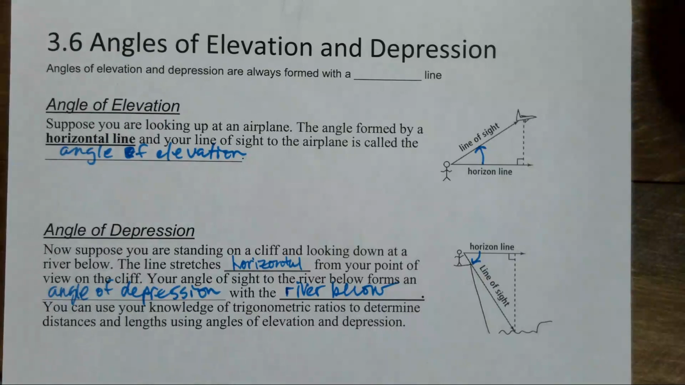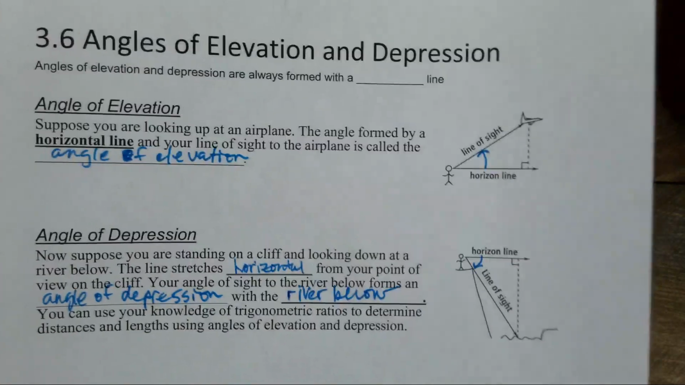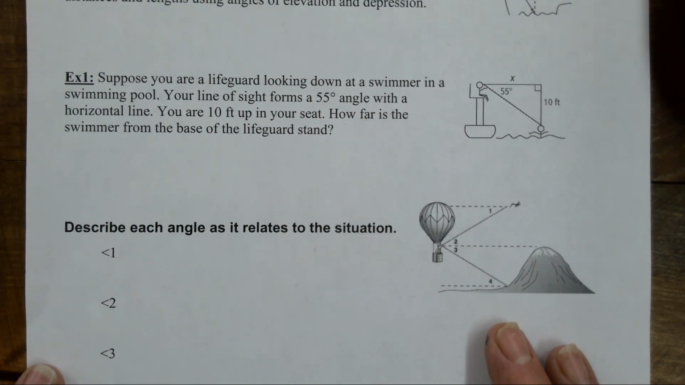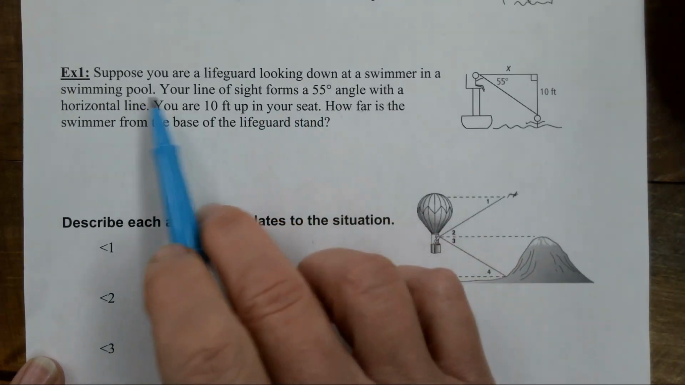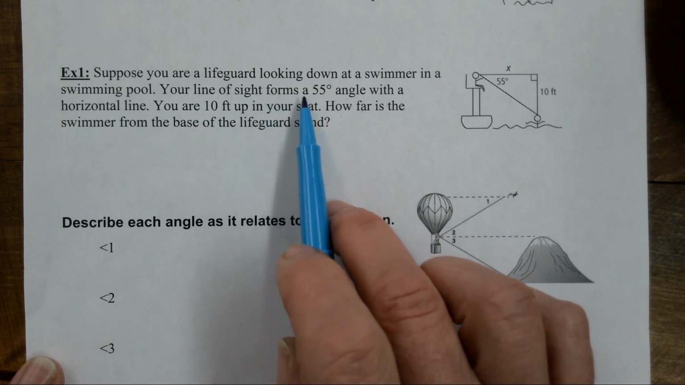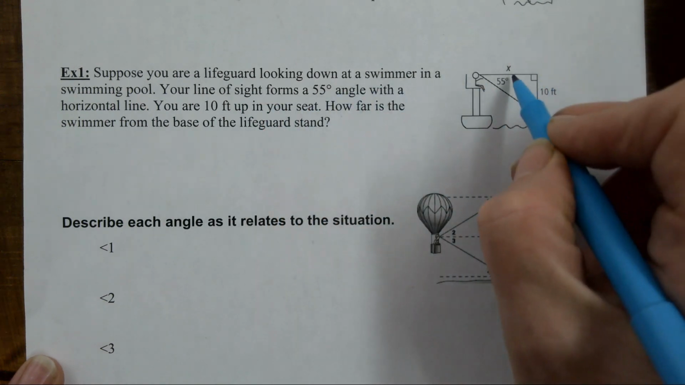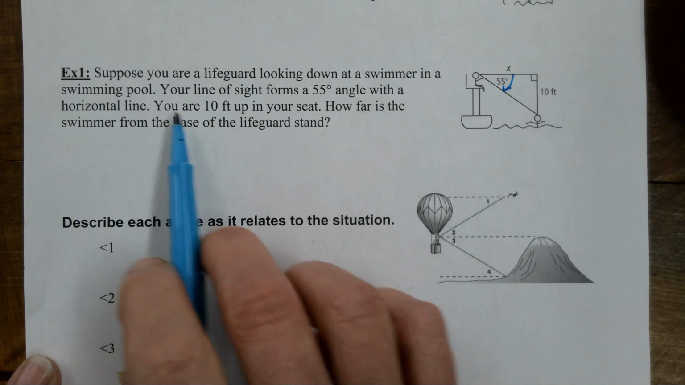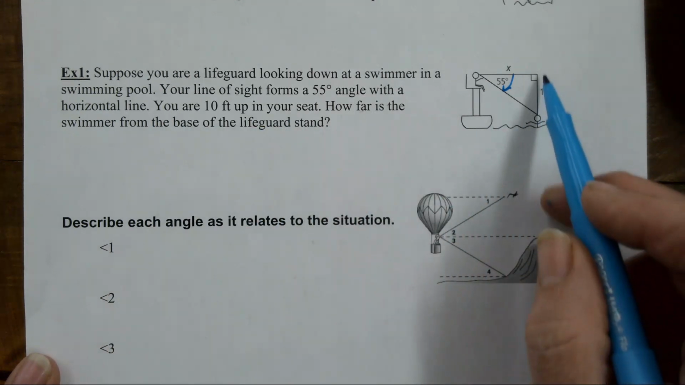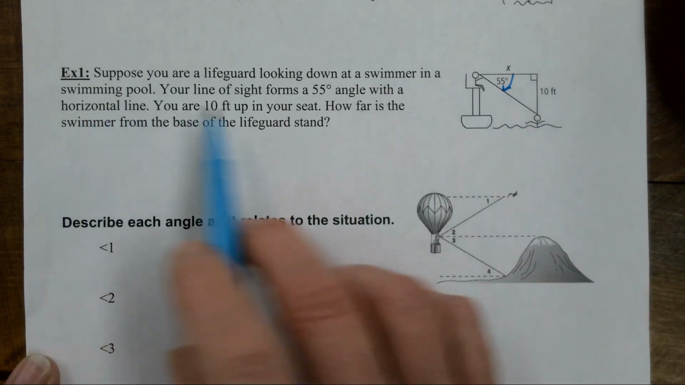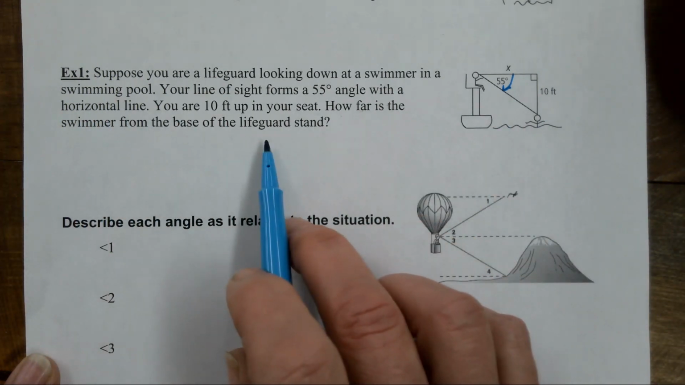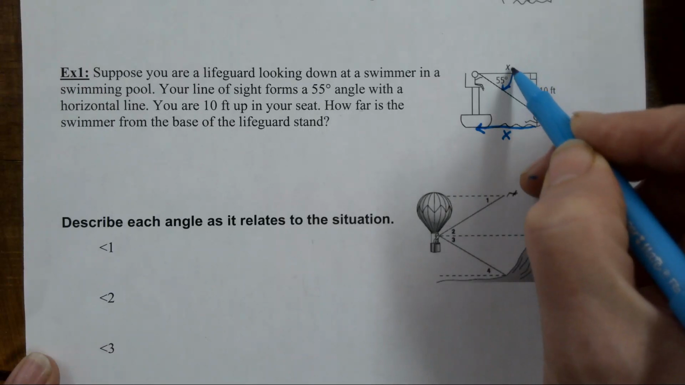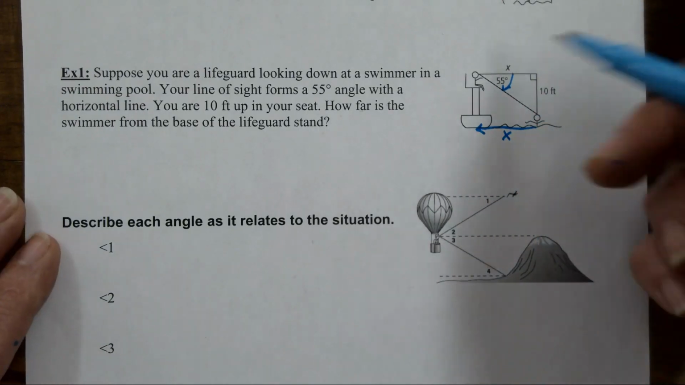So for example, in number 1, we have a lifeguard looking down at a swimmer in a swimming pool. The line of sight forms a 55-degree angle. So looking down, that would be an angle of depression with the horizontal line. And you are 10 feet up in your seat, so you're 10 feet above. How far is the swimmer from the base of the lifeguard stand? So what we're looking for is how far the swimmer is from this base. That would translate up to that height in our right triangle. So those x's would be the same length.